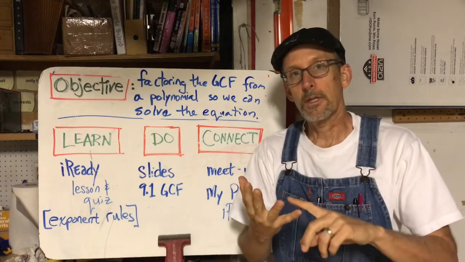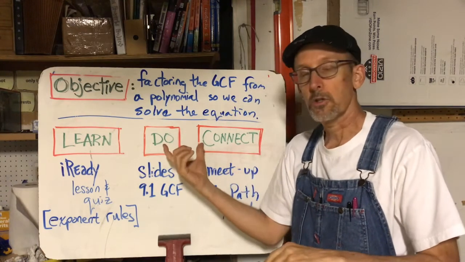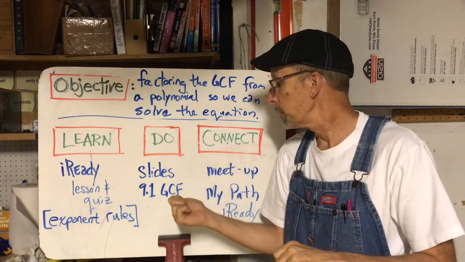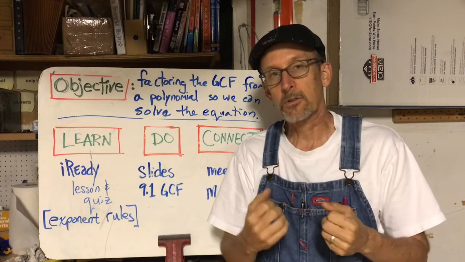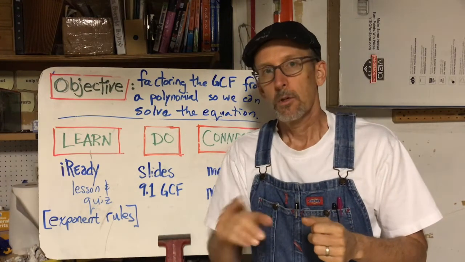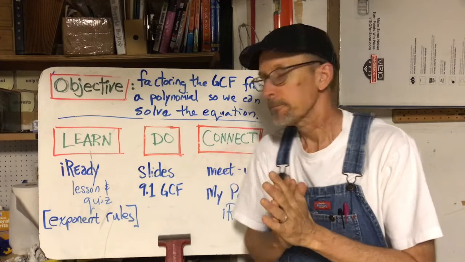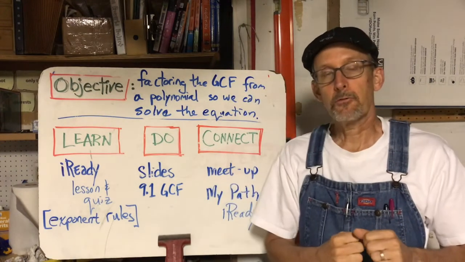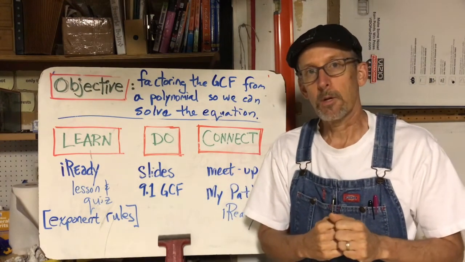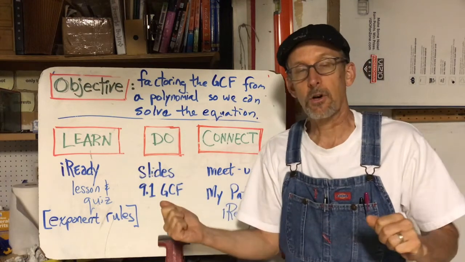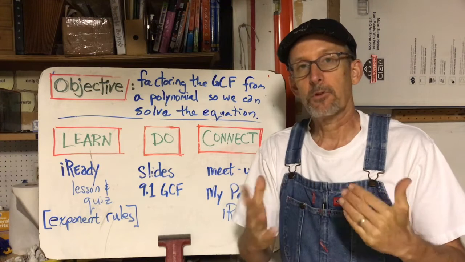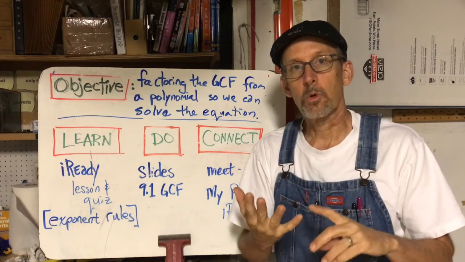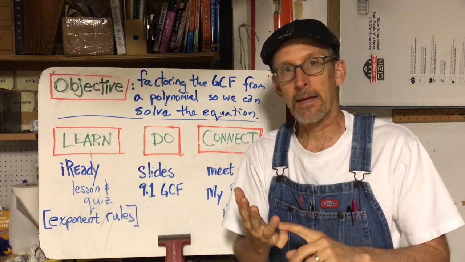So on Tuesday and Wednesday, you'll be working on your do task, and that will be a flipped algebra task about pulling out greatest common factors from polynomials. We'll talk more about that in just a moment. Thursday, we meet up for our academic meet, and you want to make sure that your learn and your do tasks are completed so you can participate. And then Friday is left over for you to make sure you're working in iReady in your MyPath tasks.